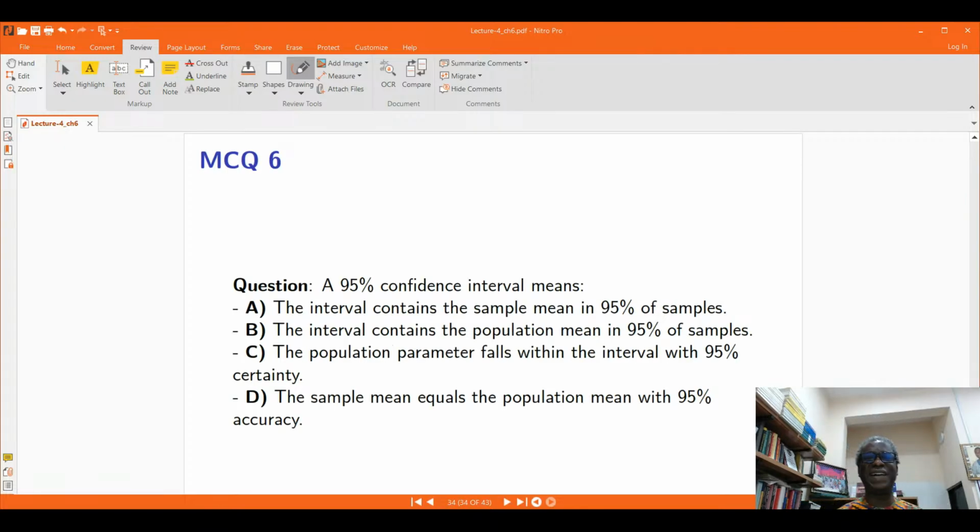Question 6. A 95% confidence interval means what? A, the interval contains the sample size in 95% of samples. B, the interval contains the population mean in 95% of samples. C, the population parameter falls within the interval with 95% certainty. D, the sample mean equals the population mean with 95% accuracy.